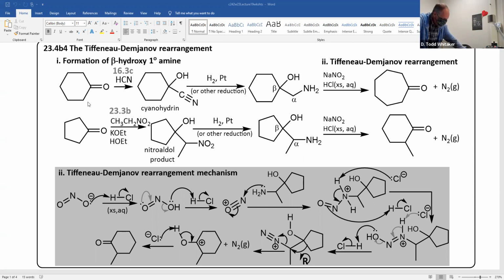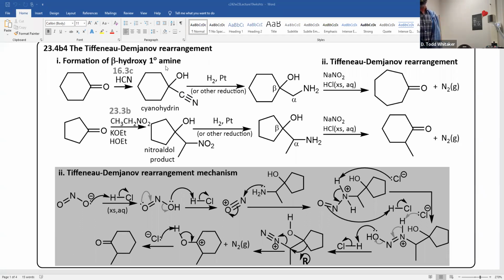So what do we got? We have setting up the Tiffeneau-Demjanov is first: formation of a beta hydroxy primary amine. It is that specific, everybody. If you don't have a beta hydroxy primary amine, you're not thinking about a Tiffeneau-Demjanov.